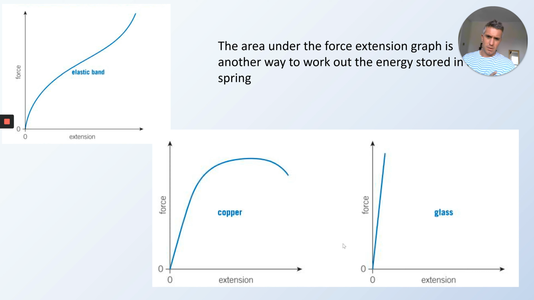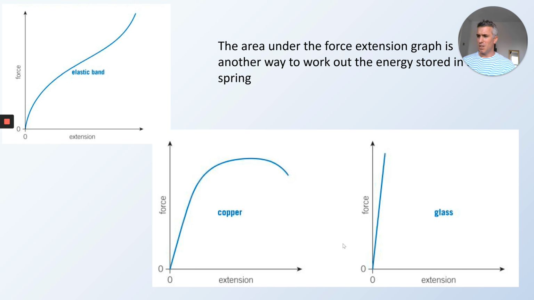Another way to work out how much energy is stored in the spring is to look at the area under the graph. The area under the graph will tell you how much energy is stored in the spring. Now, it's not always springs that you do this with. Sometimes you can do elastic bands, sometimes you can just do materials. But the shape of the graph tells us a lot about that material: whether it's elastic, whether it's plastic, whether it obeys Hooke's law or doesn't obey Hooke's law, and what happens to it.